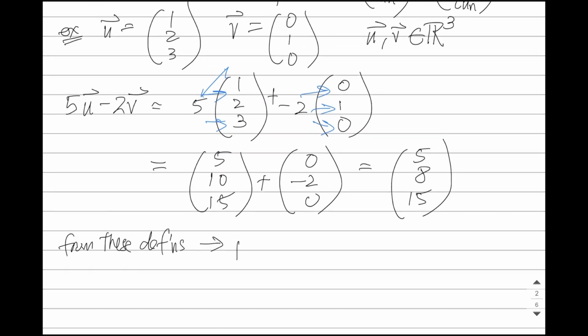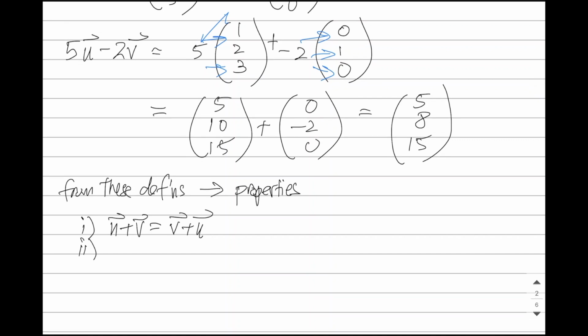Now, from these definitions, you can show these other properties are true. So for instance, it doesn't matter the order in which you add 2 vectors. If you want to flip-flop the 2, it's the same result.